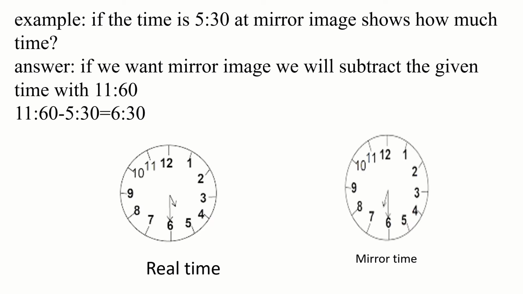So this is the real time 5:30. This is the mirror time 6:30. Means the mirror shows left to right and right to left. That's why real time is 5:30. In the mirror it looks like 6:30.